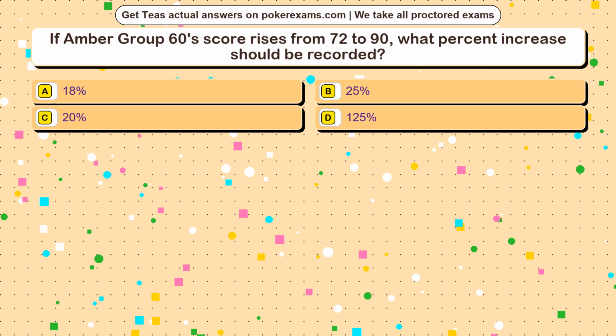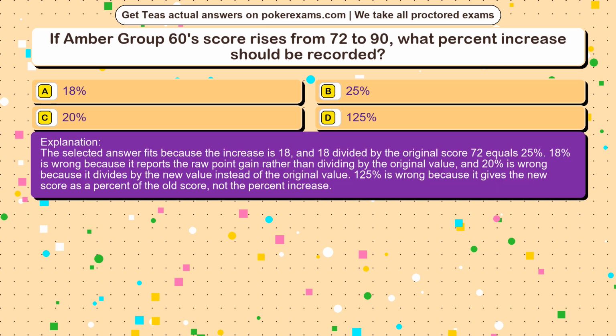The correct answer is option. The selected answer fits because the increase is 18, and 18 divided by the original score 72 equals 25%. 18% is wrong because it reports the raw point gain rather than dividing by the original value, and 20% is wrong because it divides by the new value instead of the original value. 125% is wrong because it gives the new score as a percent of the old score, not the percent increase.